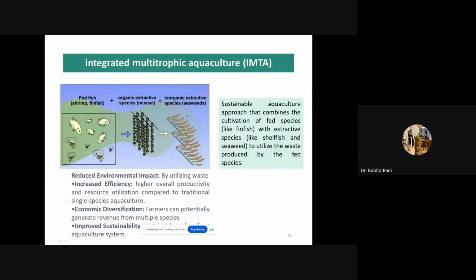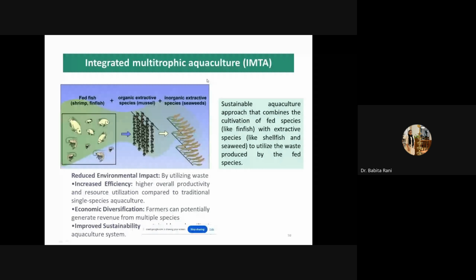We can do this. Among the recent advancements, the integrated multi-trophic aquaculture system is a very sustainable aquaculture system. The concept was given by Dr. Thierry Chopin, and it is very much increasing efficiency. When you go for commercial cultivation of a pond system, you can also go for fed species, extractive species, and waste regulating systems. The fed species are kingfish, shrimp, and so on.